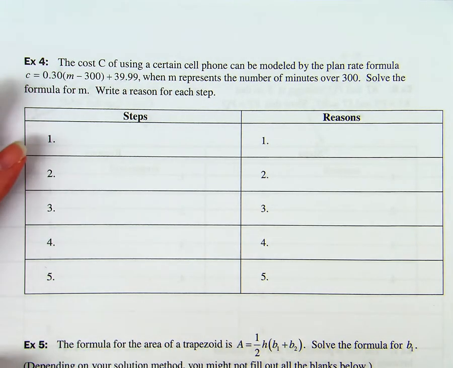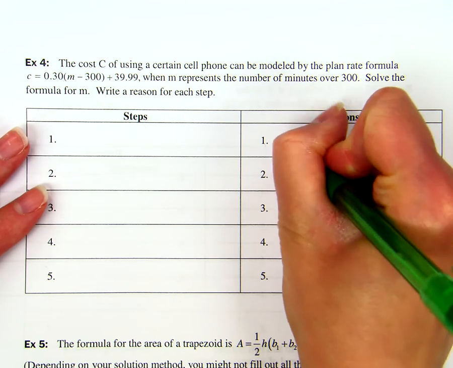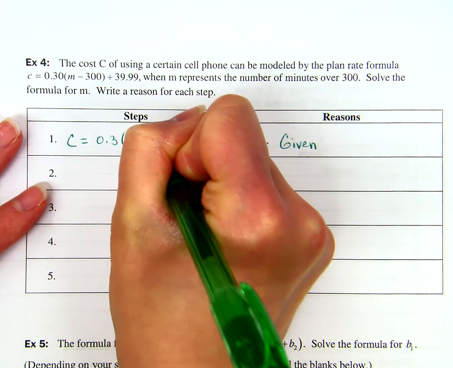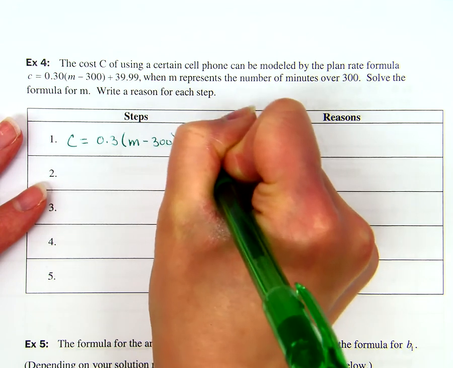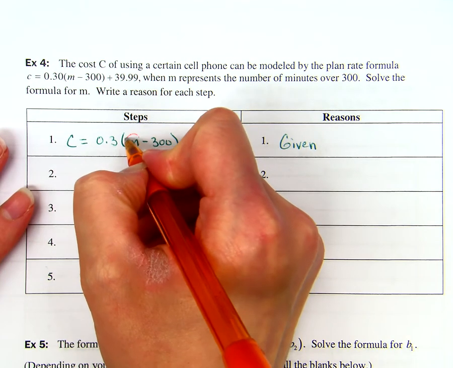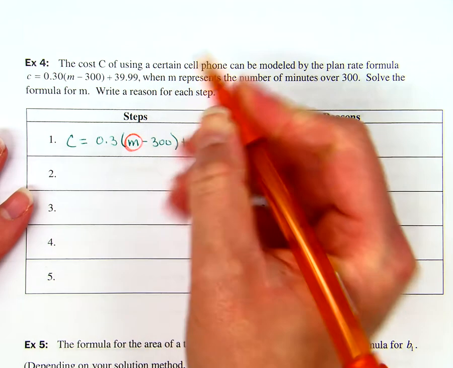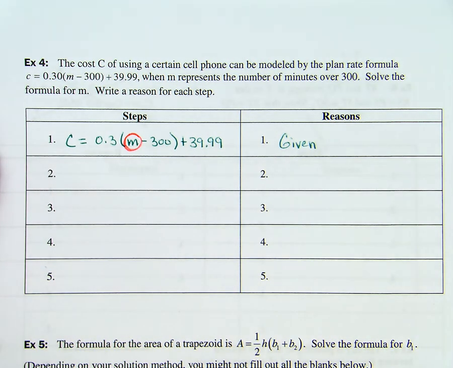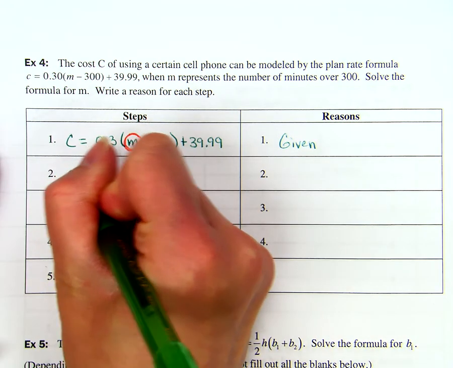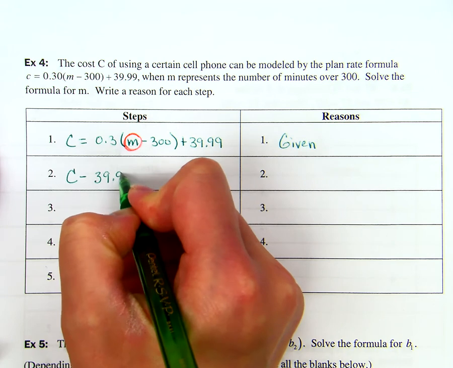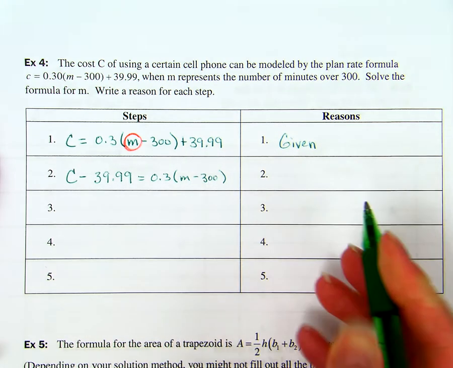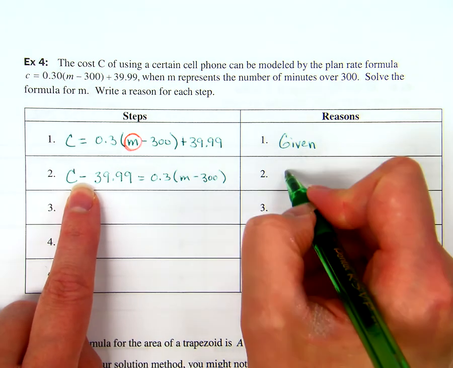Now we're still going to start the same way. We're going to start with our given equation, which in this case is C equals 0.3 times the quantity m minus 300, plus 39.99. From here, our goal is to get m by itself. We want to isolate this variable, meaning we want to get everything else to the opposite side of the equation. So I'm going to start with this 39.99. I'm going to subtract that to the other side using my inverse operation. Everything else will stay the same. To move this over, notice I said subtraction, so that's really my reason.